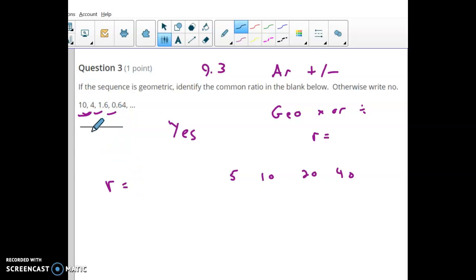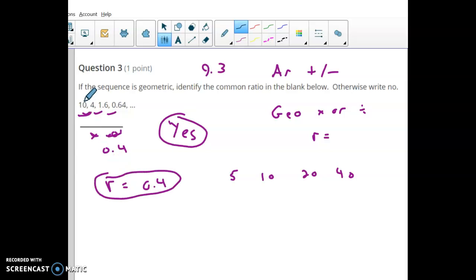You're multiplying each time by 0.4, and so that is R. So yes, it's geometric, and R is the thing you multiply by, which is 0.4. And again, you could do 10 times 0.4, 4 times 0.4, and you see that it does fit the pattern. All right, hope that helps.